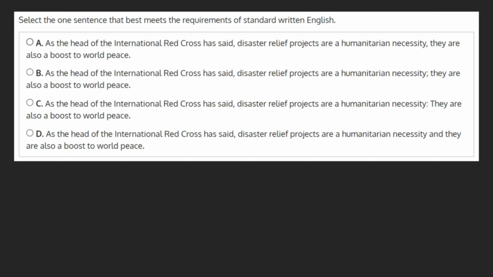Select the one sentence that best meets the requirements of standard written English. A. As the head of the International Red Cross has said, disaster relief projects are a humanitarian necessity. They are also a boost to world peace.